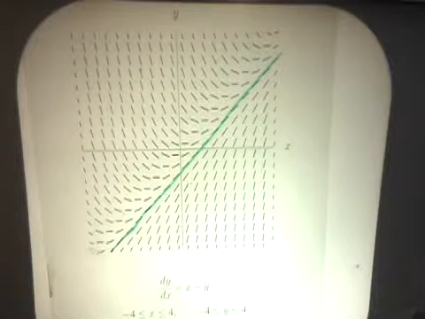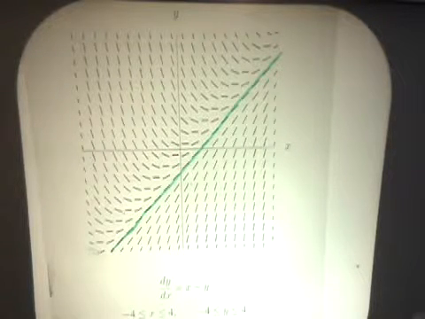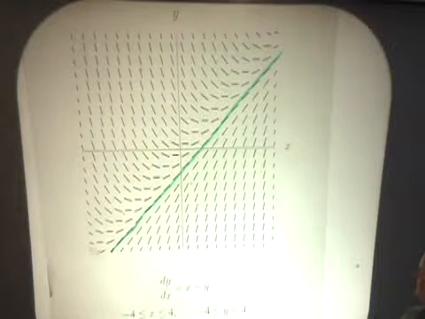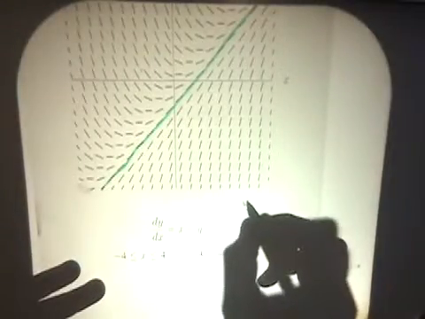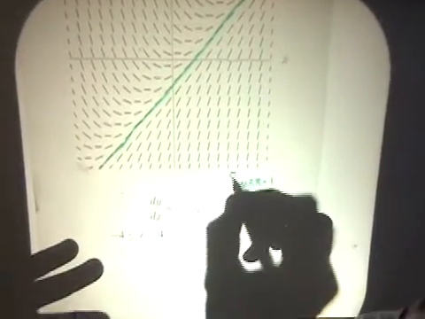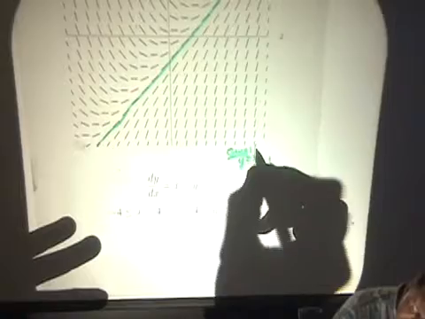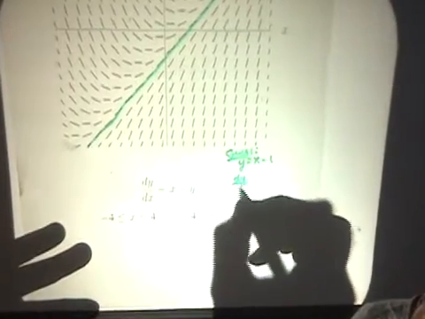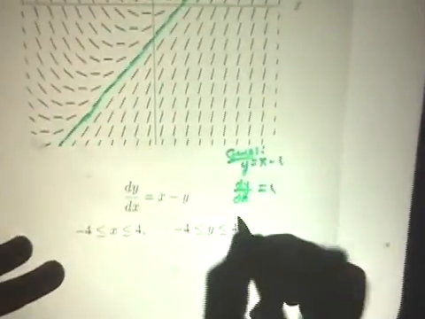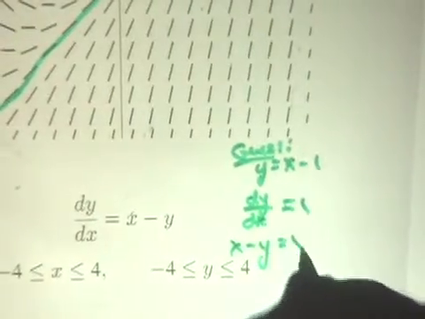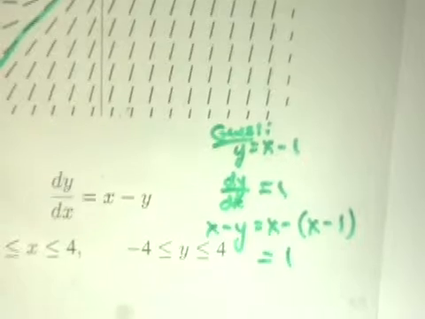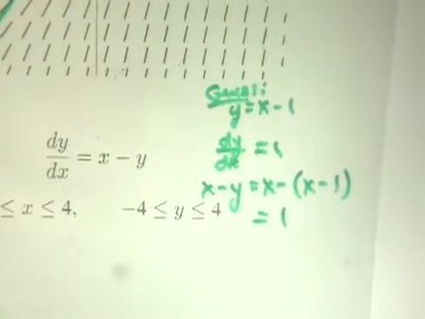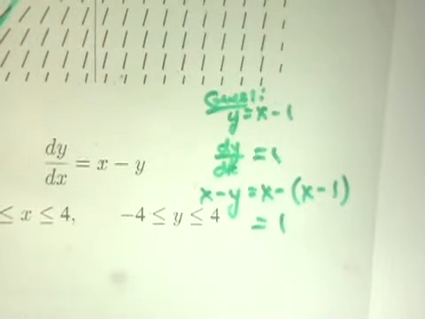What function might that be? Well, you might take a guess that perhaps it's y equals x minus 1. Perhaps. We have to be lucky. Are we lucky? Let's guess y equals x minus 1. The derivative of that is always 1. And x minus y, x minus the function, that's always 1, too. So in fact, that guess is a lucky guess. It really is a solution.